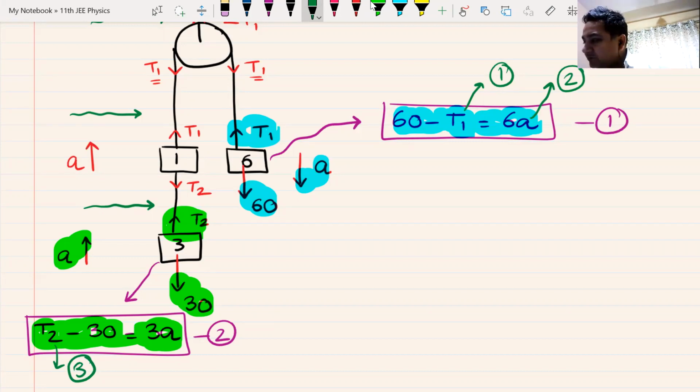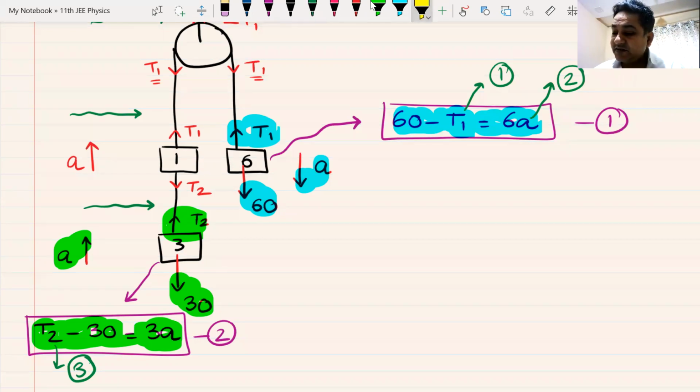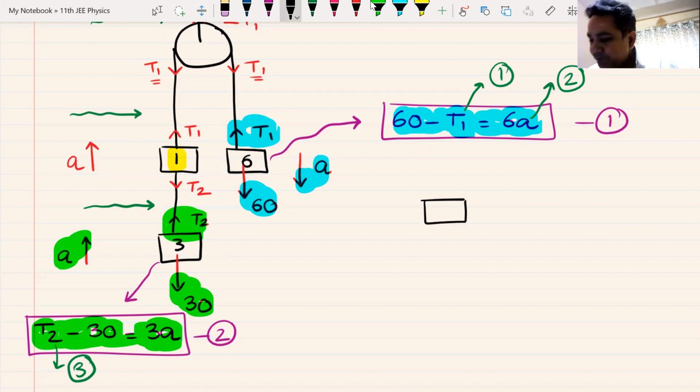I've written the equation of the 6 kg block, and I've written the equation of the 3 kg block. Yes, I've missed this gentleman, the yellow one, looking small but doing a lot of things. If I draw this block in the same diagram, the diagram will look fuzzy, so I'll take it outside. This is the 1 kg block.